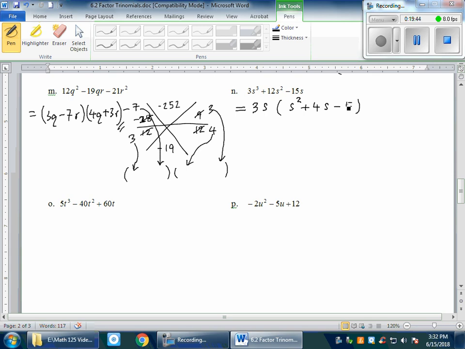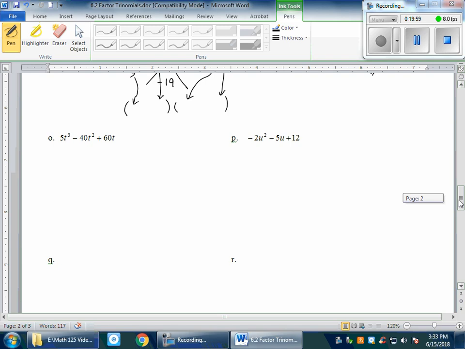And that makes it a lot easier to continue, which is going to become what? Factoring this out will be s plus 5 and s minus 1, because 5 only has 1 and 5. So now I'm continuing.